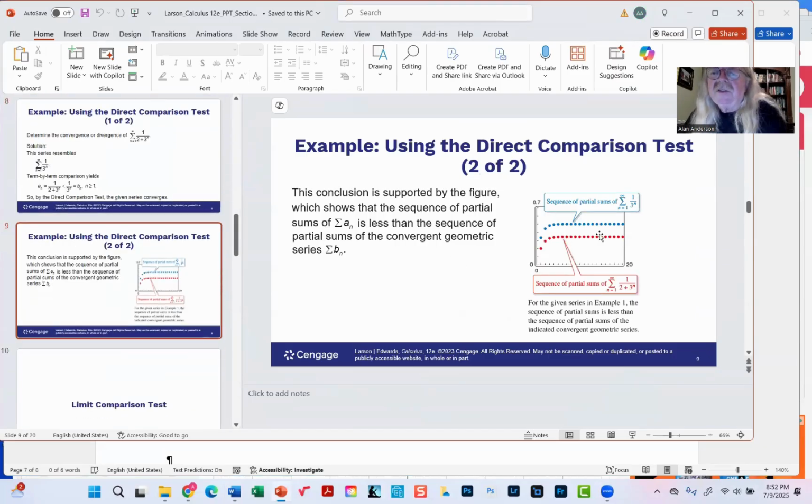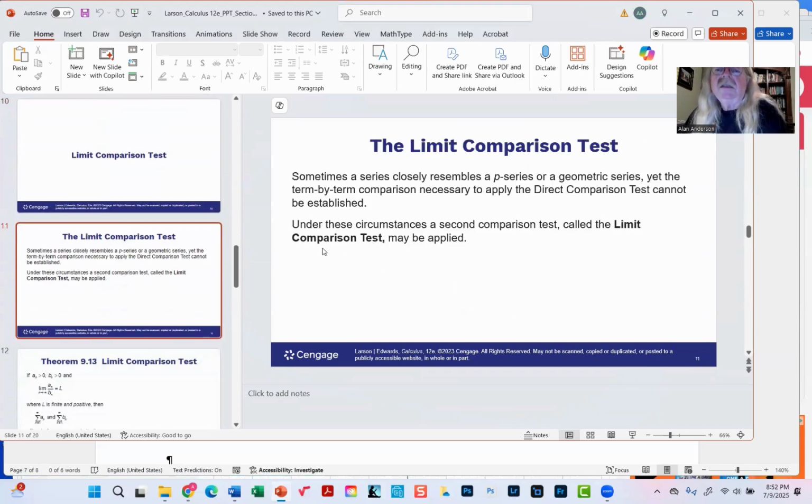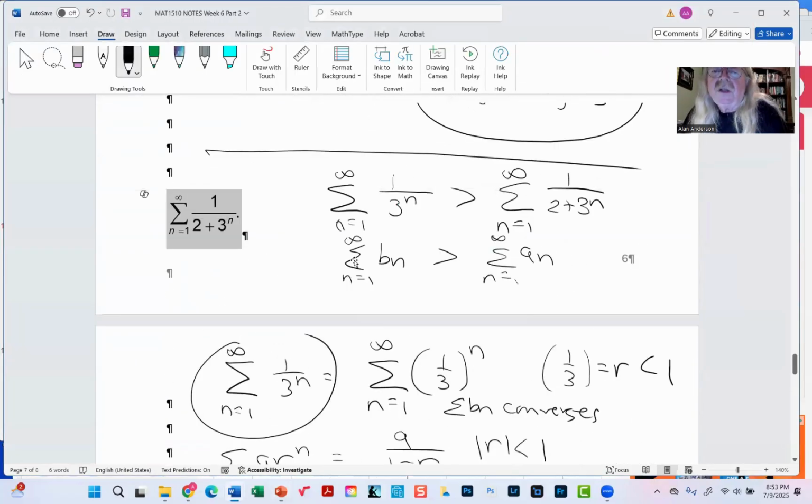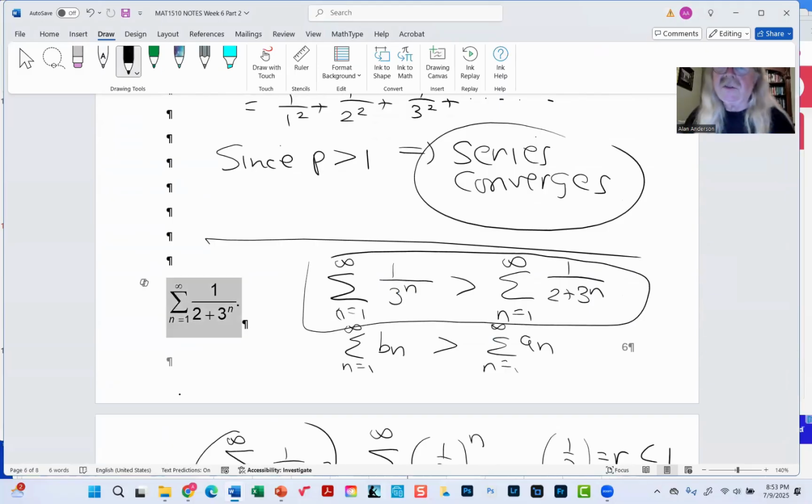So here's the graphs of the two. And you can see they follow each other pretty closely, don't they? The limit comparison test. Sometimes a series closely resembles a P series or a geometric series, but the term-by-term comparison necessary to apply the test cannot be established. In other words, here it was very straightforward and obvious that this is true. No matter what the value of n is, we know this is true.